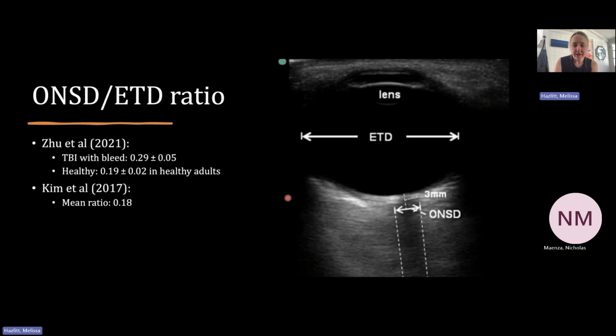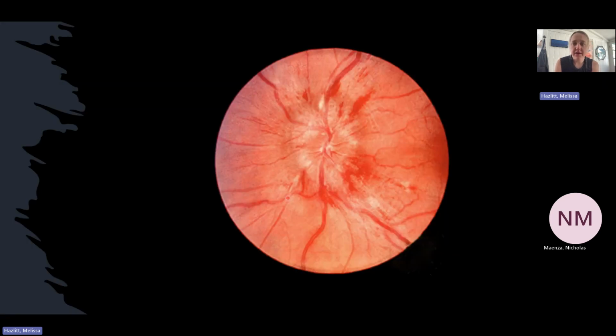And then just that reminder that under 5, if you're not using this ratio, is normal, over 6 is abnormal, and in between, you're going to want to look at the next thing that we're going to be evaluating.